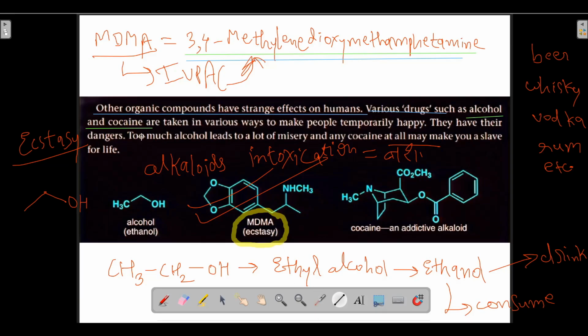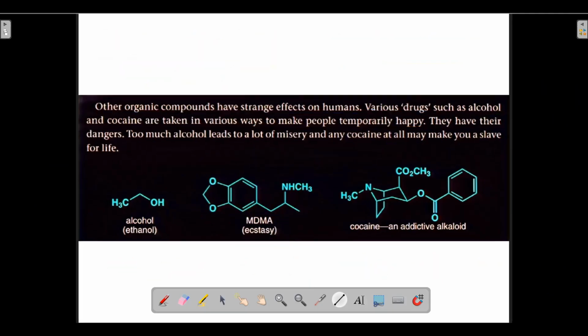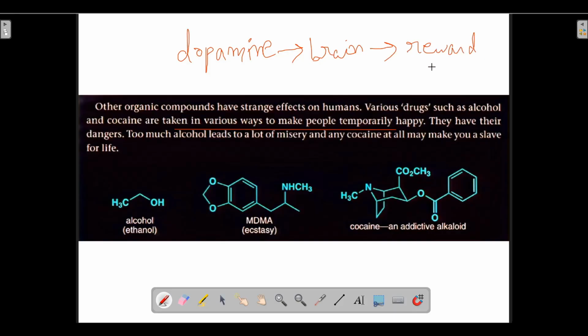Now these drugs, why are these drugs taken? These drugs are taken in various ways to make people temporarily happy. So what do these drugs do? These drugs release dopamine in the brain, which is the brain's reward system. They temporarily release dopamine, and this makes people feel temporarily happy.